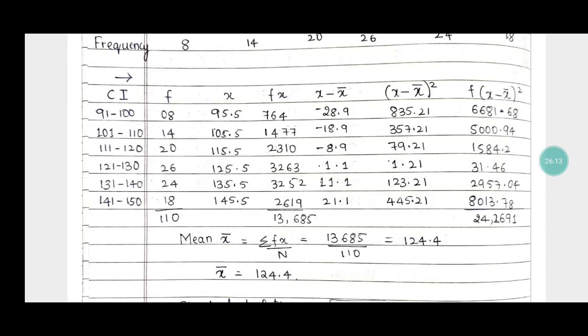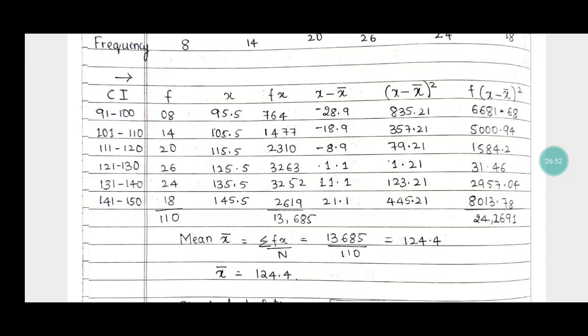So now we will do the subtraction, the minus x bar. What is x? 95.5 minus x bar. What is x bar? That is 124.4. Also we'll do the next one, that is 105, this is x now, so 105 minus 124.4. This is continuously how we're going to calculate x minus x bar.